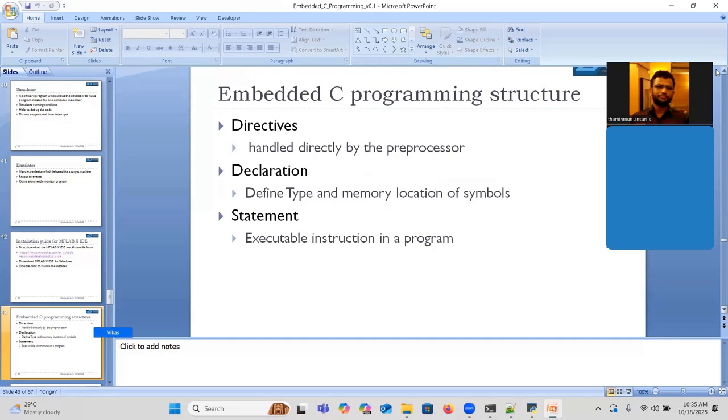C programming structure. When you look at any C program, it has three different types of instructions. First one is directives. What are directives? Directives are input to the preprocessor. What we studied about the preprocessor is that it includes library files with our program.